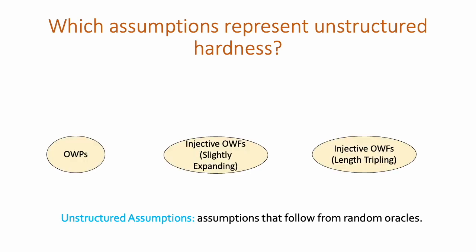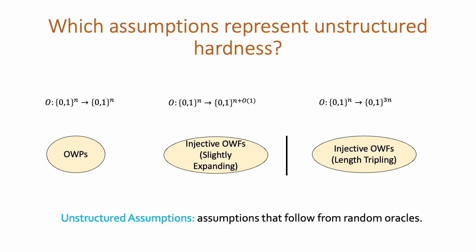So let us consider a one-way permutation, an injective one-way function which is only slightly expanding, so let's say n to n plus c bits for some constant c, and a length tripling injective one-way function. Now it's clear that a one-way permutation implies a slightly expanding injective one-way function, which in turn implies a length tripling injective one-way function. But the question is, is there a qualitative difference between these three objects?